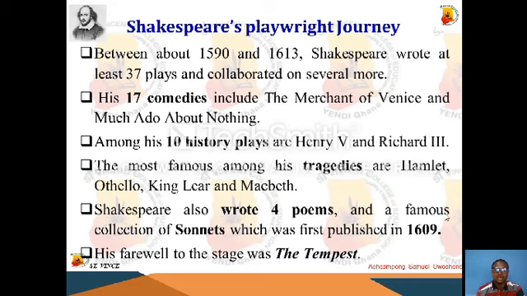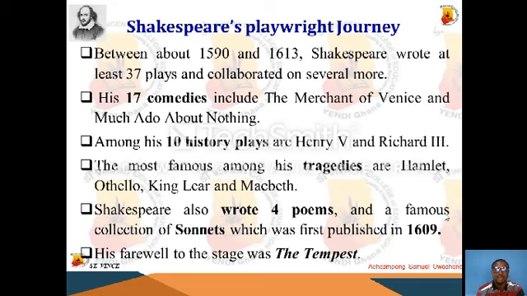So he has 17 comedies to his credit, and some of these include The Merchant of Venice, a very nice book about love and wickedness. That's what you learn about Portia, about Shylock, about Antonio, and all of that. And then, of course, this book that we are reading is also one of his comedies, Much Ado About Nothing. I'm sure by now you have started reading and you see how interesting it is.